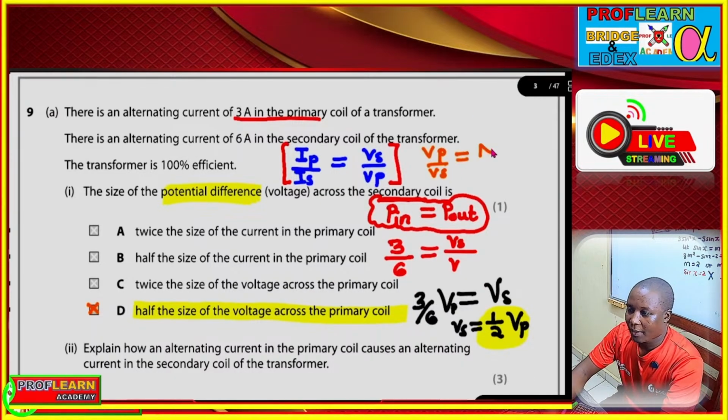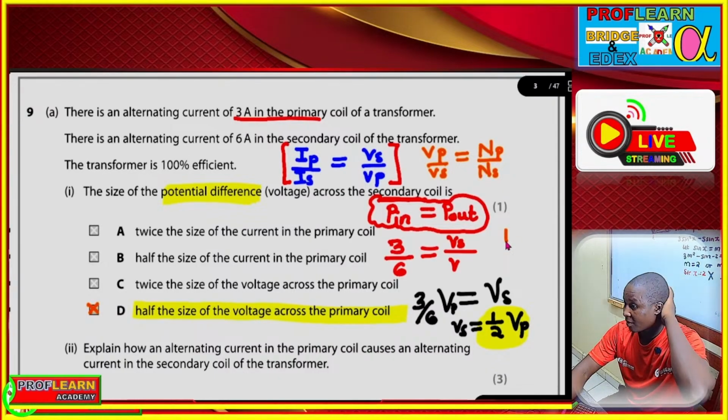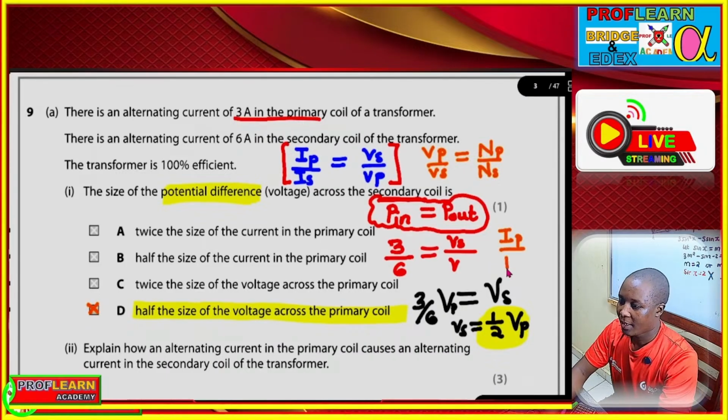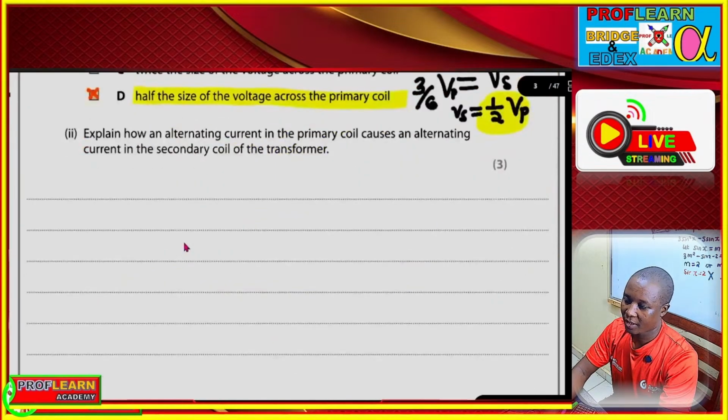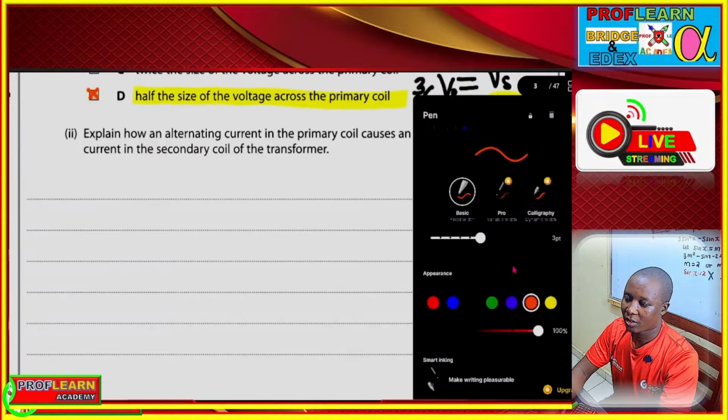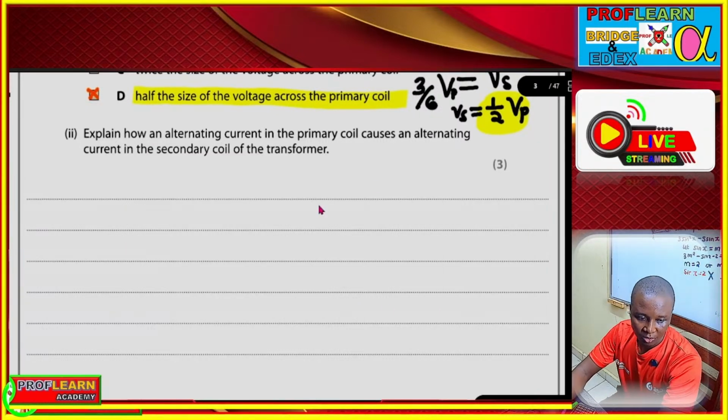All right, and for the next part, another formula that you really need to remember as far as this area is concerned is voltage in the primary coil over voltage in the secondary coil equals the number of turns in the primary coil over the number of turns in the secondary coil. All these formulas are provided, so we are not going to cram these formulas in order to answer the questions.